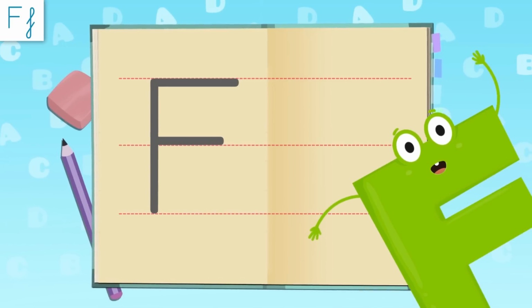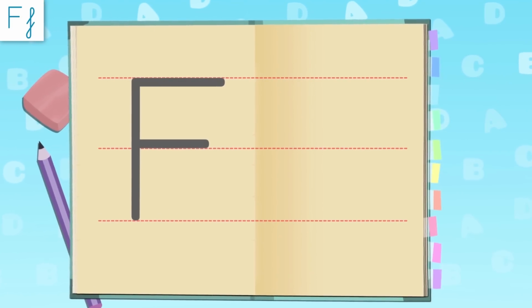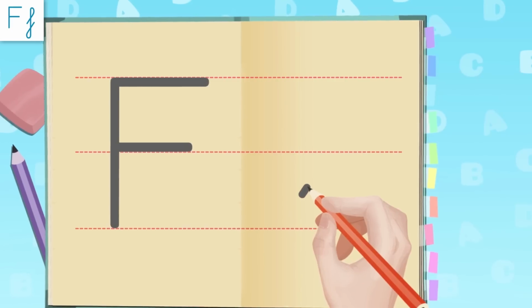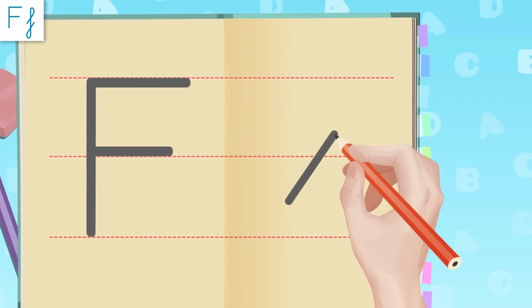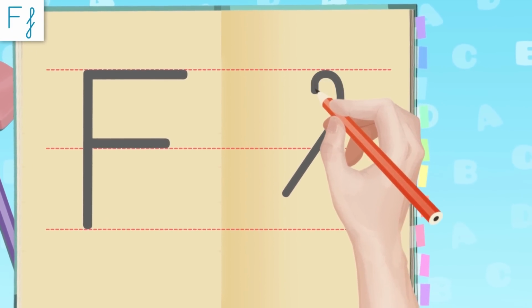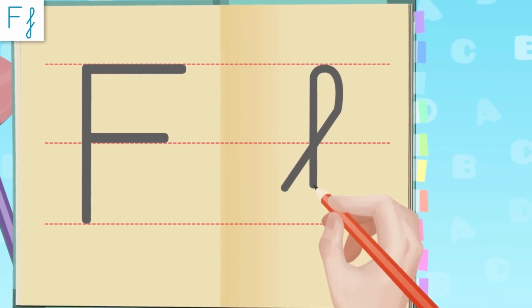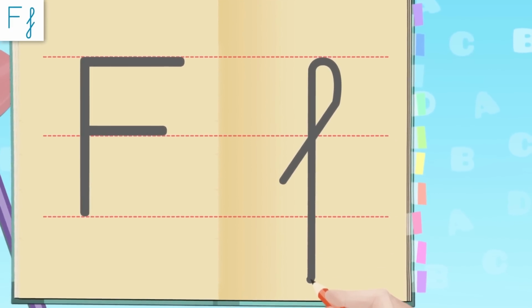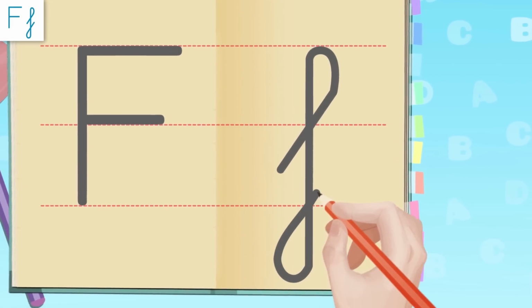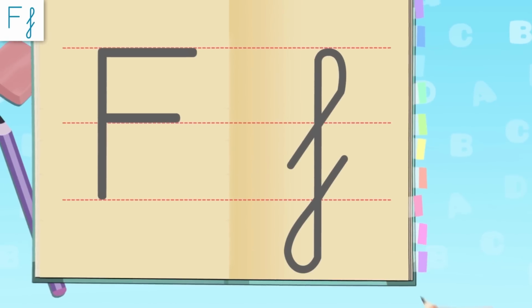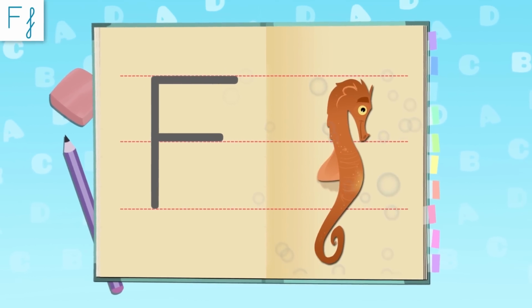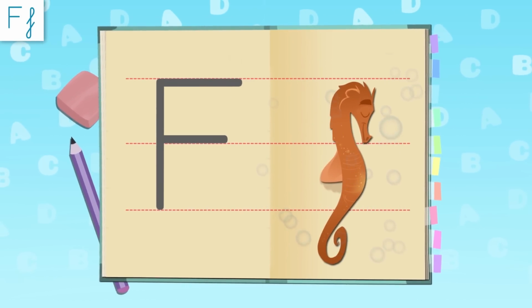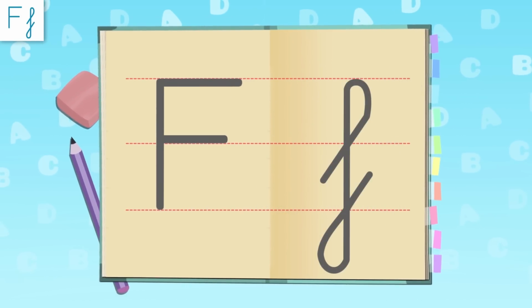Now let's try the smaller caps. Let's figure this out. We start here to make a loop upwards. Then at the top, we curve a little and head down. Right at the bottom, there's another curve and we make a new loop. Fabulous! Funny, I look like a seahorse. Try at home with pen and paper. It's super easy.